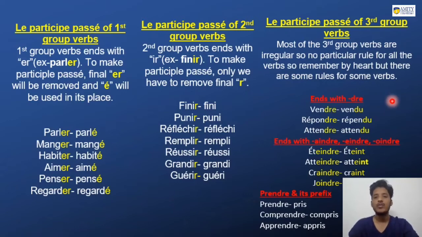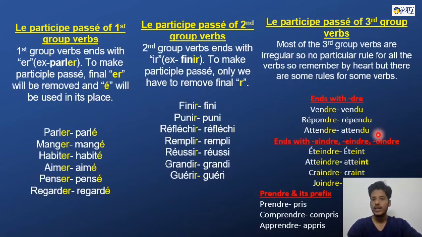Similarly, in French, most of the third group verbs are irregular, except DRE ending. If the verb ends with DRE, DRE will be changed into DU. So, vendre, vendu; répondre, répondu; attendre, attendu. So what you can see is, all the DRE change into DU.